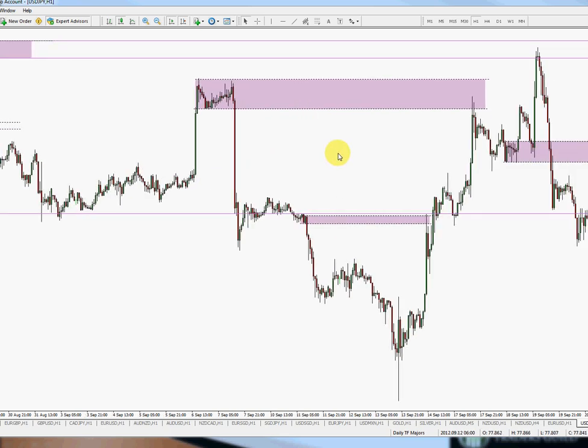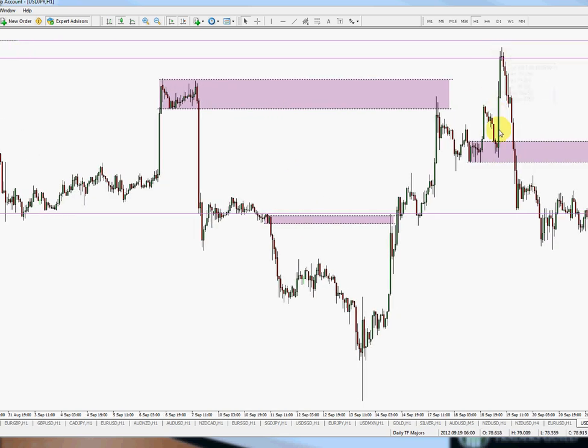Massive space this time. Price comes back here. Massive momentum move into it. Price reacts and moves away.